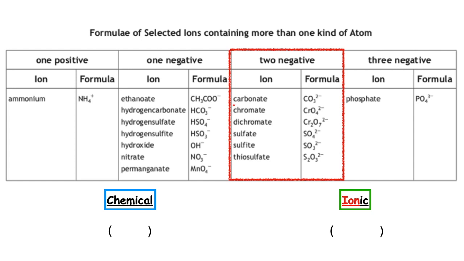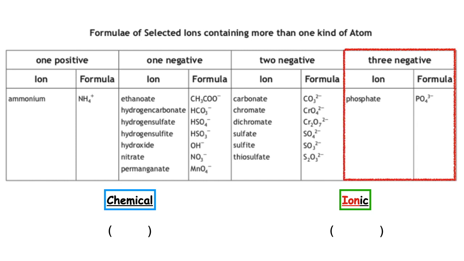The carbonate ion, we would have the chemical symbol for that as (CO3), kept in brackets. And if we were writing the ionic formula, we would write (CO3)2- and keep it in brackets. The last column, we have got the phosphate ion. If we were writing the chemical formula, we would write (PO4) in brackets, and the ionic, we would write (PO4)3-. The valence of that ion is 3.